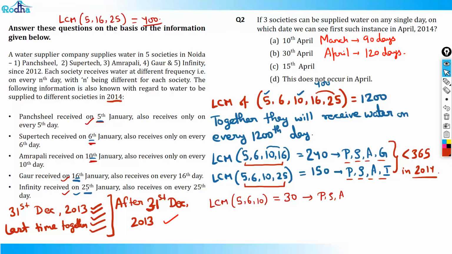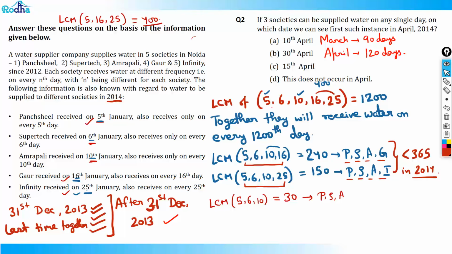So I don't want 400. What number I want is between 90 and 120 or less than that, so that I can see it in multiple, right? I don't want 400 because after 31st December 2013, if you add 400 days, it will be somewhere in 2015, whereas what I want is April 2014. So I have to take as small a number as possible. So the LCM of 5, 6 and 10 is 30.